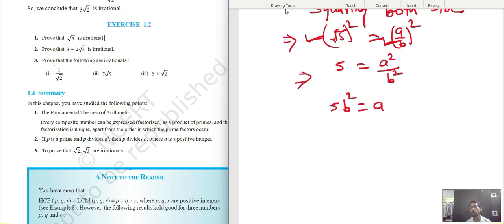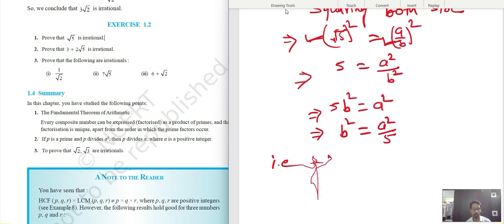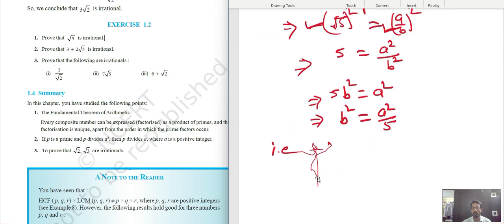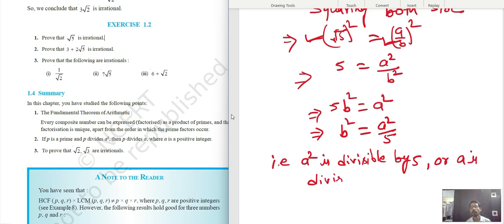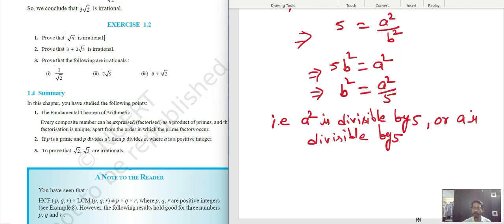Now if b square goes to the left side, then what will come? 5 b square is equal to a square. If 5 goes to that side, what will come? a square by 5. That is, a square is divisible by 5, or a is divisible by 5.